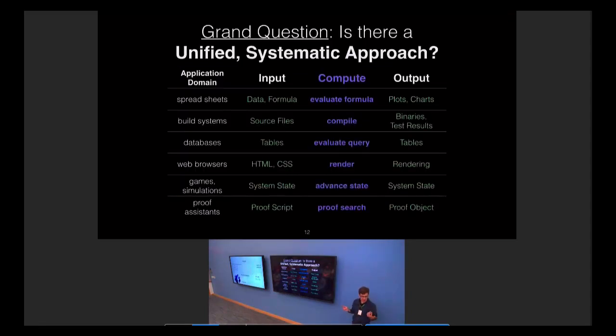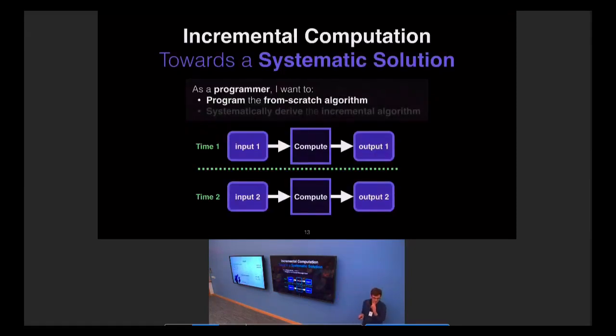So my big question, I guess, what drives my research, is wondering what unifies all these different domains, all these different problems. They all have some input that changes, they have some computation they conceptually repeat over and over again, and some output they want to produce fast. So really what I want to do is move towards a more systematic solution, and we're not there yet, but I think the point is to identify the problem and what is the general form of this problem, and what does the solution look like.